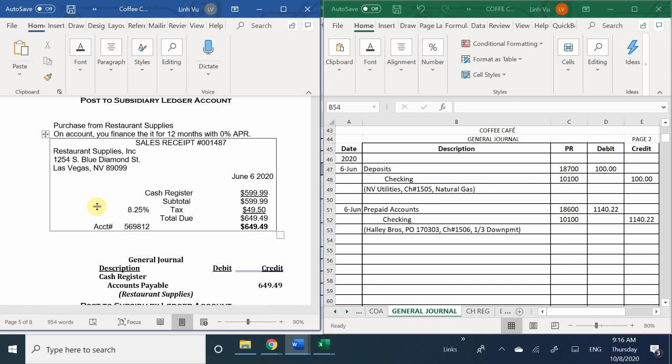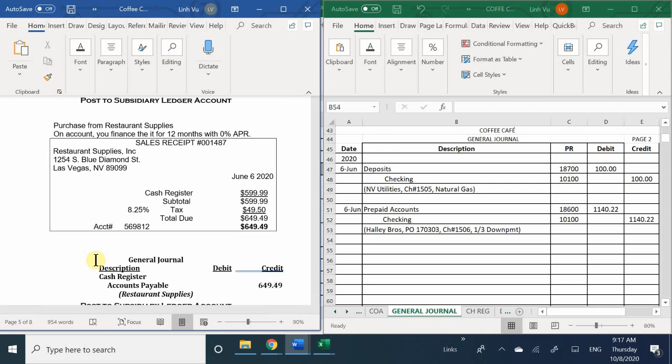So, what happened here? With that account number, with the credit card, I do not know how that was paid. It was not cash or check. What's the key word here? On account. We paid on an account. So, what does that mean? Accounts payable. We owe this person money.